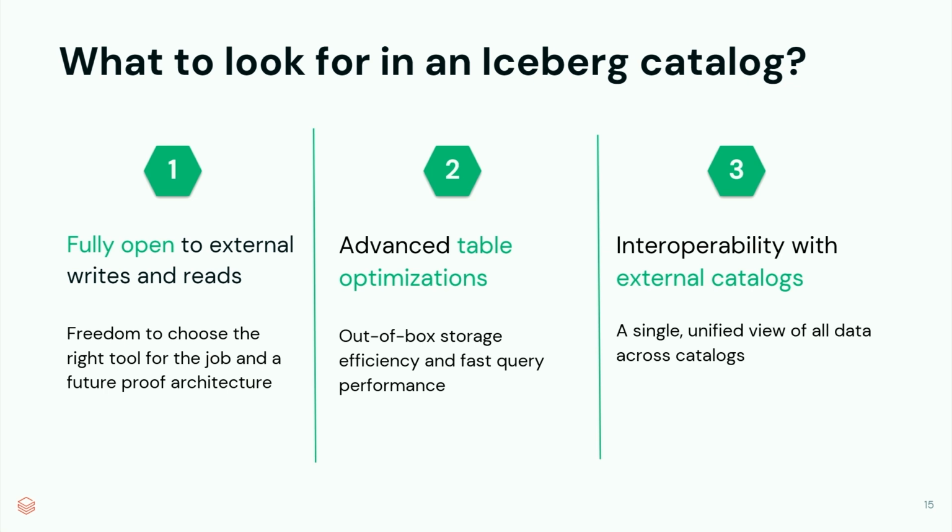So having the ability to interoperate across catalogs becomes really important because it not only gives you the opportunity to choose the right engine for your workload, but it also provides a single unified view of all your data. Because if you can federate from different catalogs and bring all that data into one, you can kind of create a catalog of catalogs, which is really good for data discovery as well as for governance.